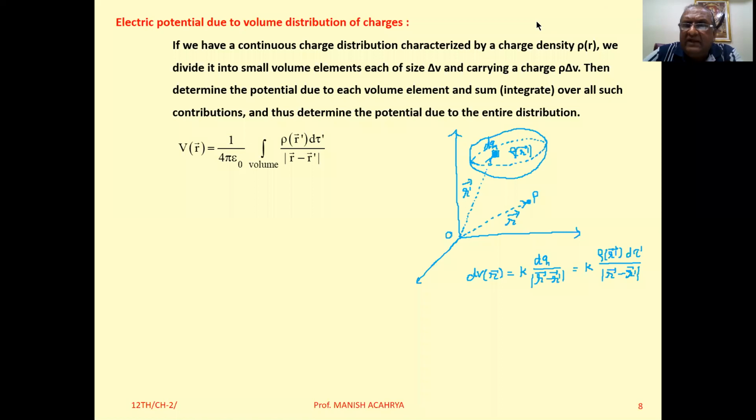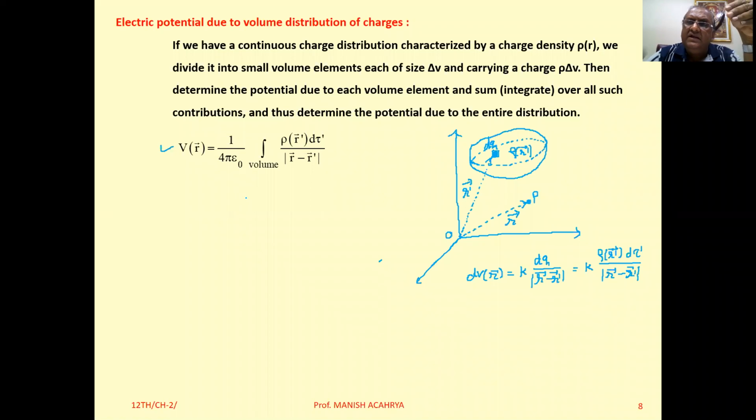Now in this manner, if the entire charge distribution is divided into so many infinitesimally small volume elements, and for each volume element we calculate the potential at point P, and then take the summation, we will get the resultant one. It implies that here we can take the integration because the charge distribution is continuous. So resultantly we can write the potential at point P having position vector r, that is equal to k, that is 1 upon 4 pi epsilon 0, integration carried out over the entire volume, rho at r dash into d tau dash upon magnitude r minus r dash. Clear to all of you?